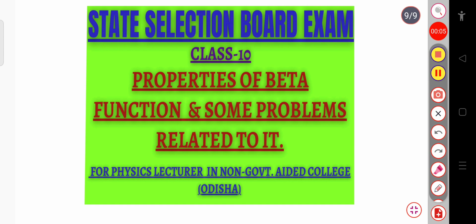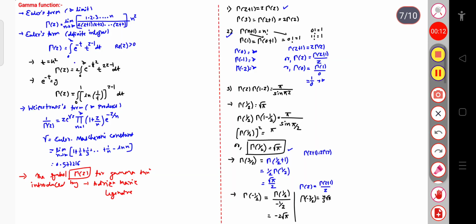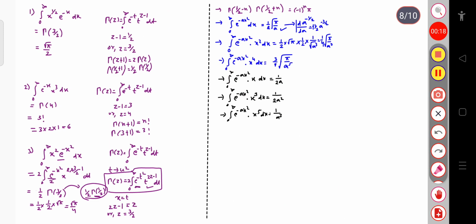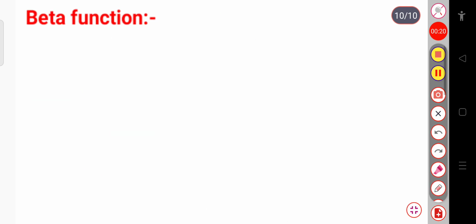In this part we will see some properties of the beta function, and after that we will solve some problems related to it. These things we have already discussed in our previous lecture, that is the gamma function, and also we have solved some problems there. Now in this video we will discuss the beta function.